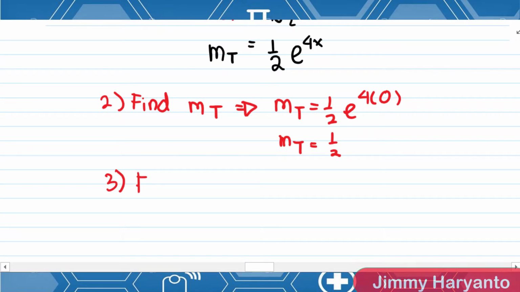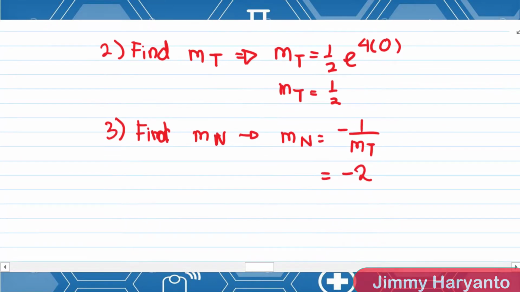Number 3, find the gradient of normal. For the gradient of normal, it will be gradient of normal equals negative 1 over the gradient of tangent. So the result will be negative 2.